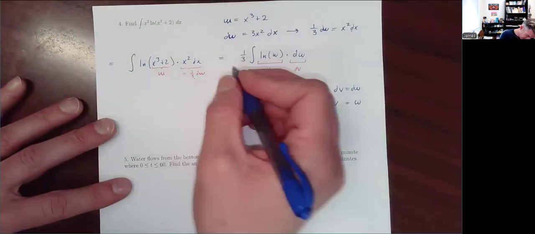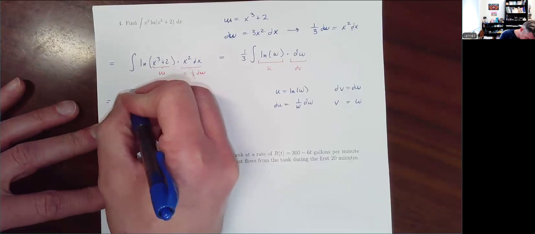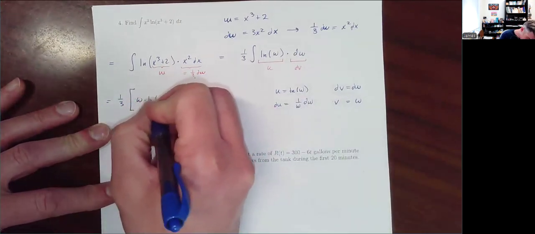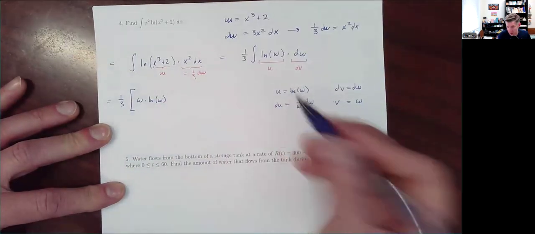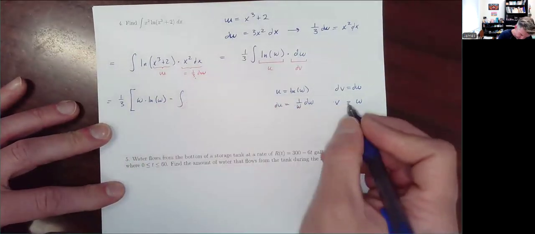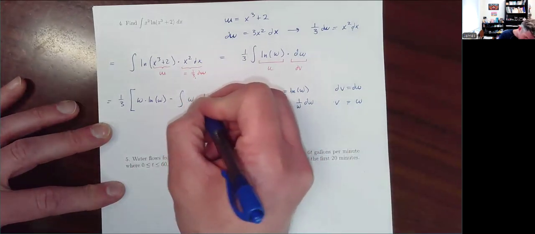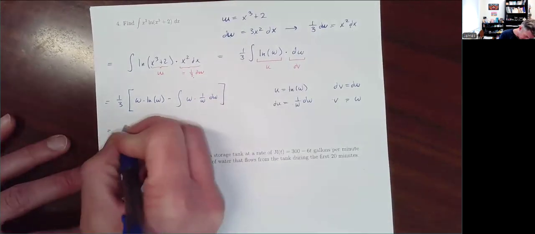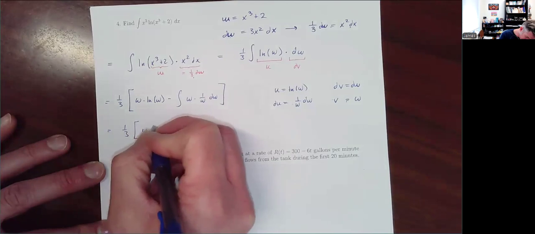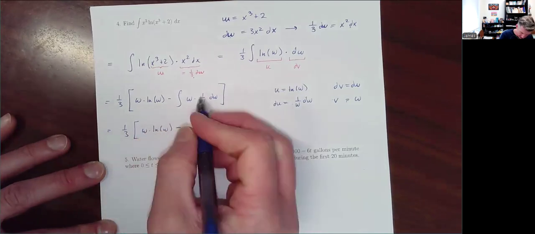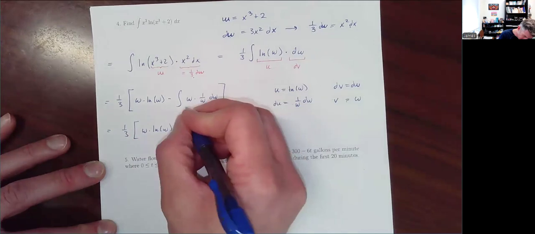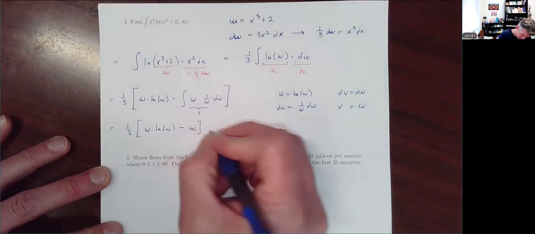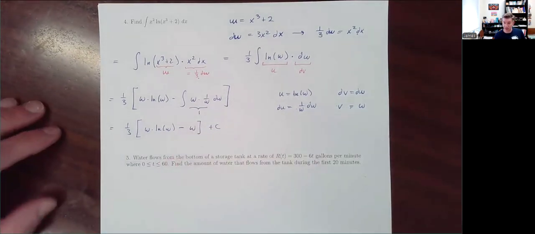So then, rewriting my integral, it's 1/3 times all of uv, w times natural log of w. I did v times u, same thing, minus the integral of v times du. So that's w times 1 over w dw. That's going to equal 1/3 times w times natural log of w minus, okay, w times 1 over w is just 1, and the integral of 1 dw is just w, plus c. Now we have to plug back in what w is equal to.